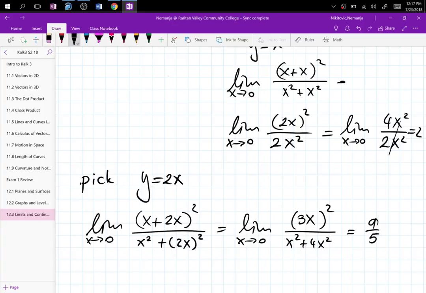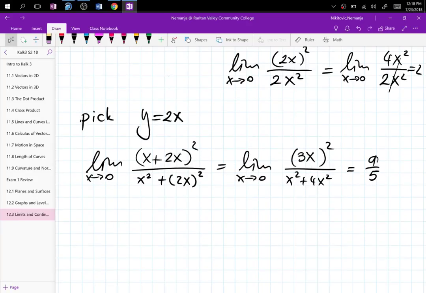Right, 3 squared is 9. So you have 9x squared in the numerator, and you would have 1 plus 4, which is 5, in the denominator. The x squareds drop, and now you have 9/5. So 2 and 9/5 are not the same number. Therefore, the limit does not exist. We found a path that gave us a different value.